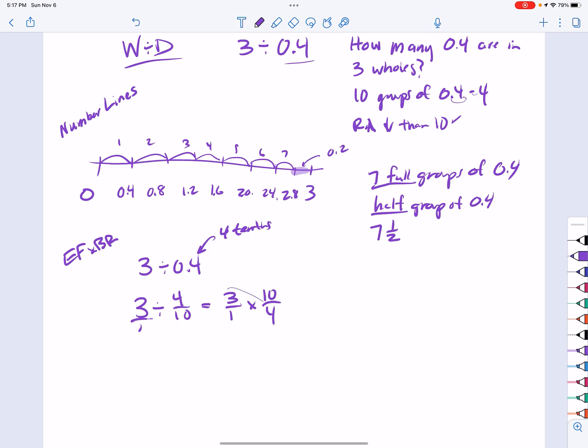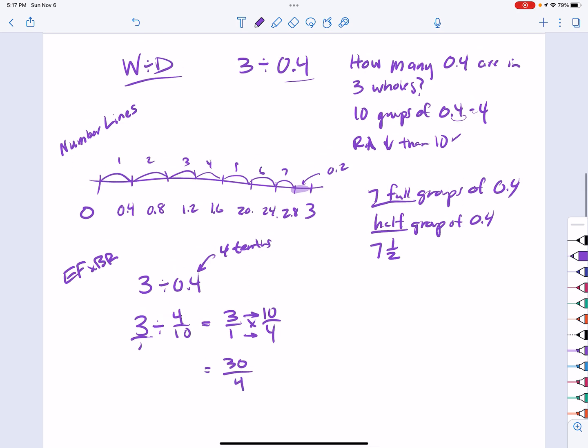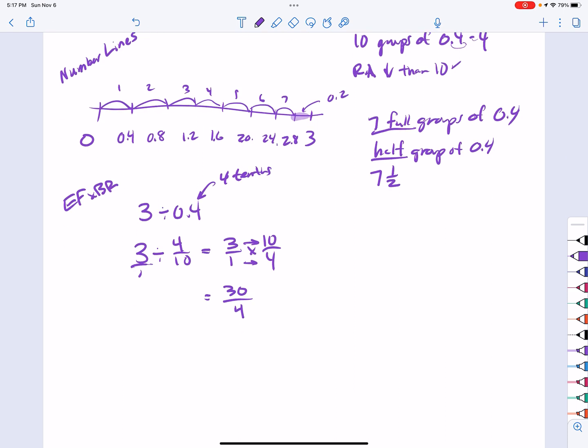Now I'm going to look and see, can I simplify? No, no. So I'm just going to multiply straight across. 3 times 10 is 30. 1 times 4 is 4. So now what we have is 30/4. It's an improper fraction. Let's turn it to a mixed number. So I know that's 28/4 and then 2/4. So 28 divided by 4 equals 7, and this is equal to a half. So when I put those back together, I get 7.5. So my answer has been confirmed.